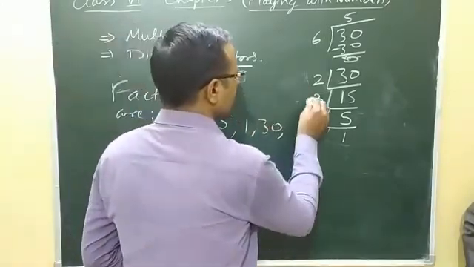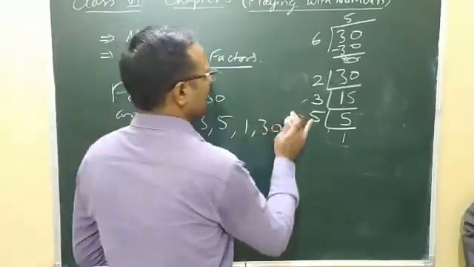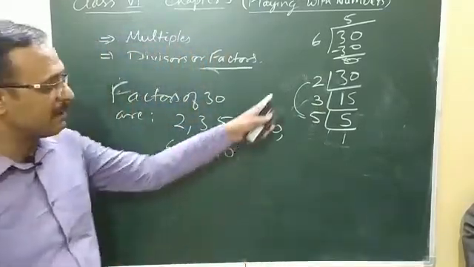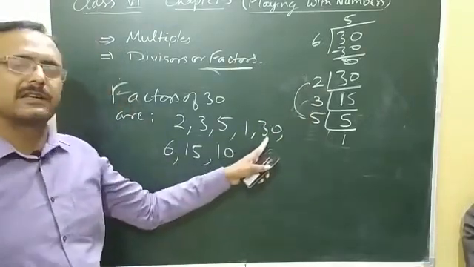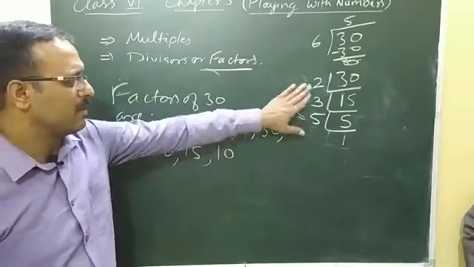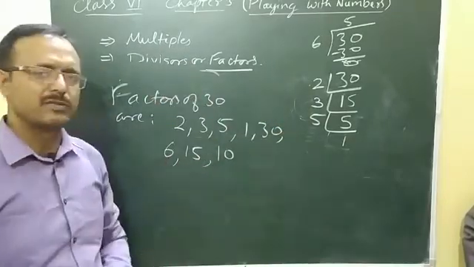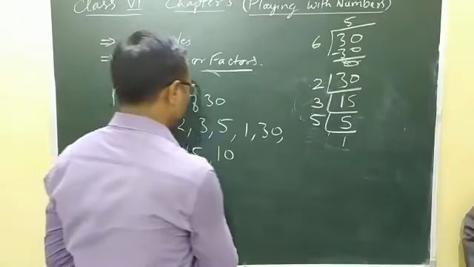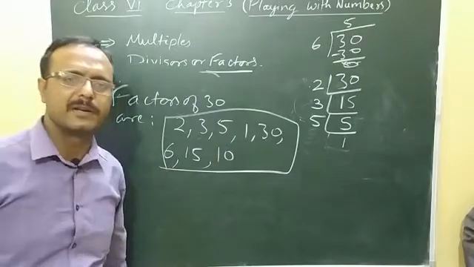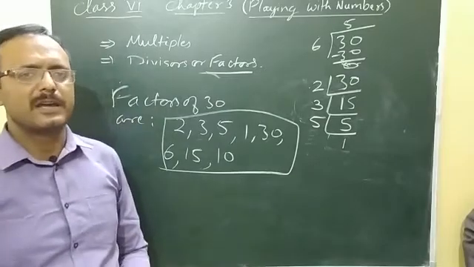Similarly, if I take 3 into 5, that is 15, and 15 will be a factor. If I multiply 5 into 2, then 10 will also be a factor. If I multiply all of these numbers, I will get 30. 30 is already taken. So every combination you have tried, you have multiplied 2 and 3, 3 and 5, and 5 and 2. So all the other factors you have obtained. Following are the factors of 30, and all of these numbers will divide 30 completely. So this was the basic idea of multiples and factors.